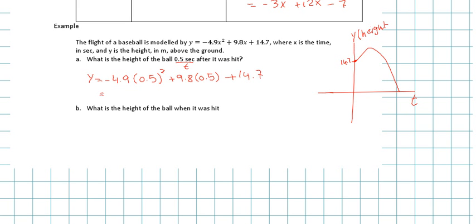Can you guys help me? What's negative 4.9 times 0.5 squared? Or I'm gonna just put the whole answer here. So 18.375. So my therefore statement is going to be: the height of the ball 0.5 seconds after it was hit.